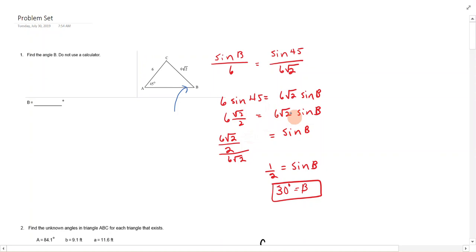Now when I divide by 6 square roots of 2 into this, and it reduces, the 6's are going to cancel out. You're going to have 1/2 because the square root of 2's will cancel out as well. So 1/2 equals the sine of B. And so B has to be 30 degrees. So that would be your answer for that one.